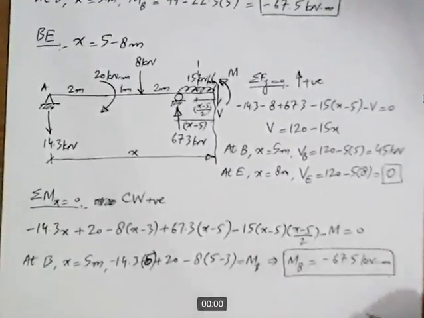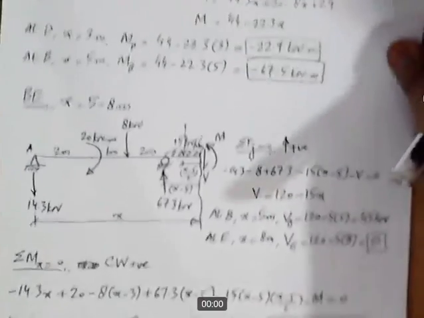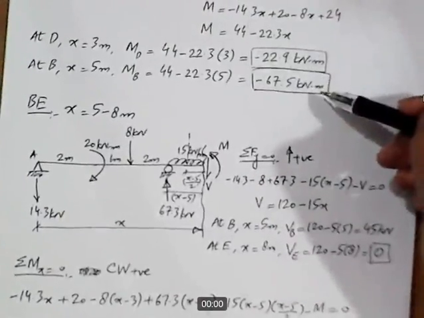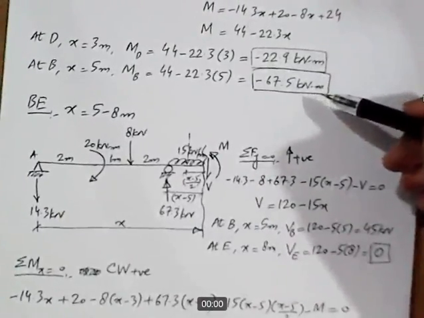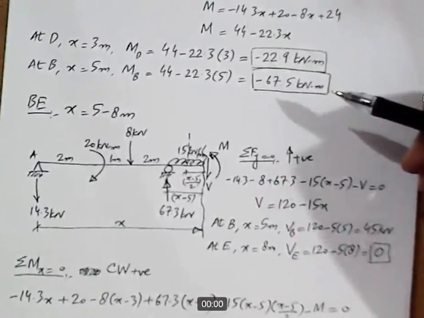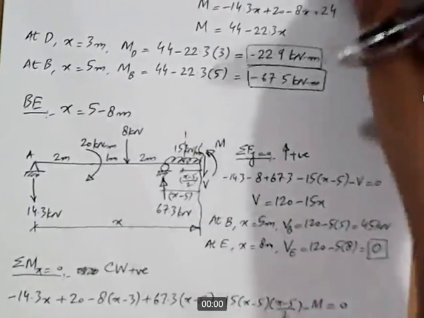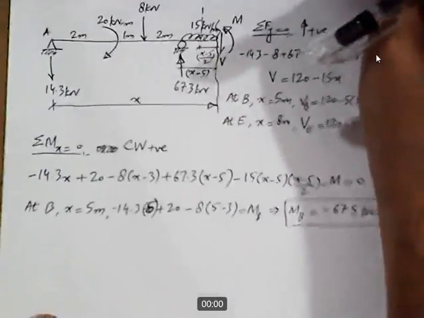This MB is exactly equal to the MB value from the previous portion DB, as there is no point moment acting at point B, so this is correct.